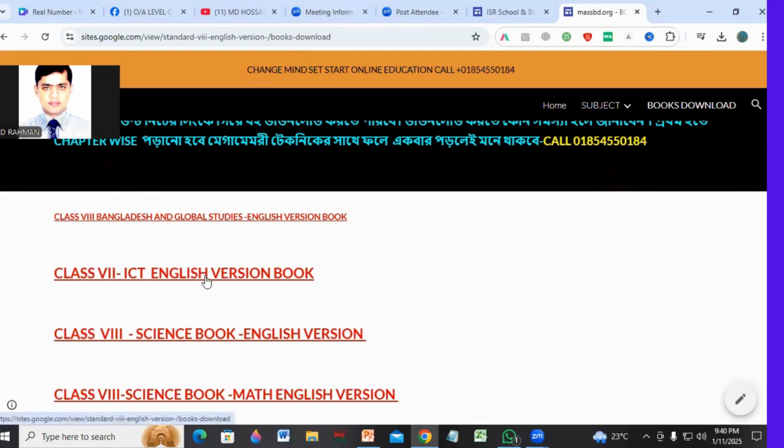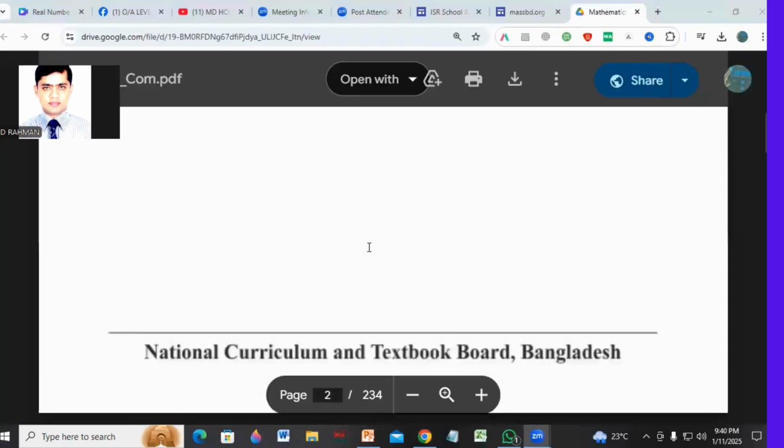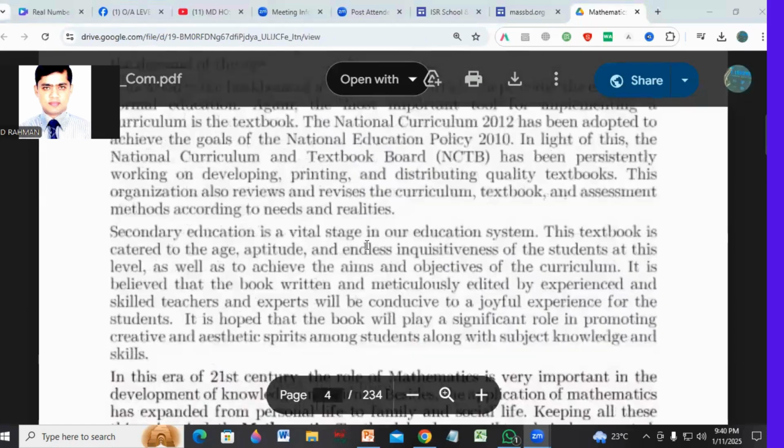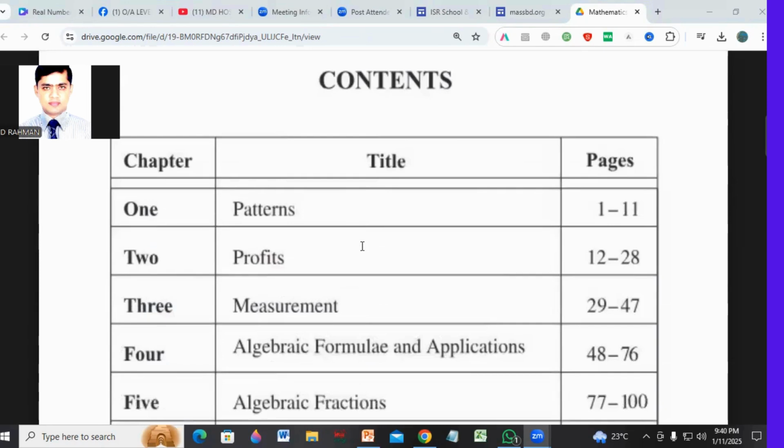So we are now going to cover math, right? So we will open the math book here. You can see here, this is the class 8 national curriculum math, and we are going to discuss from chapter 1. This is the content, the chapter title and page. And then you can see here, in chapter number 1, we are going to cover patterns. What is patterns? Patterns are some blocks or some issues that we have to learn. So our focus is to learn the pattern.